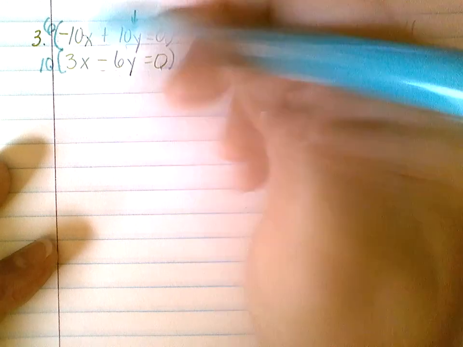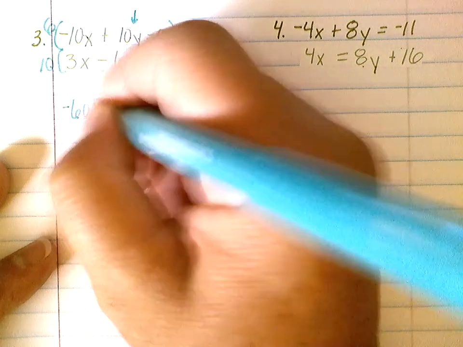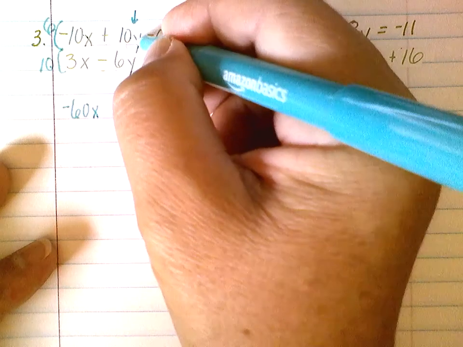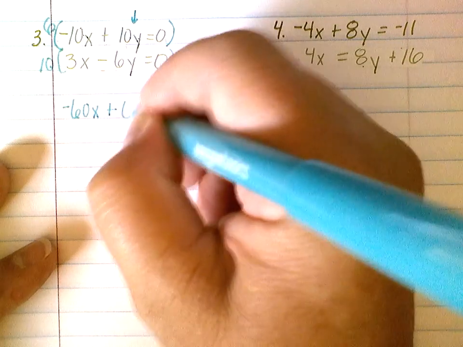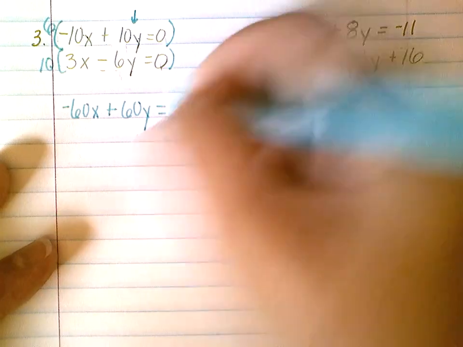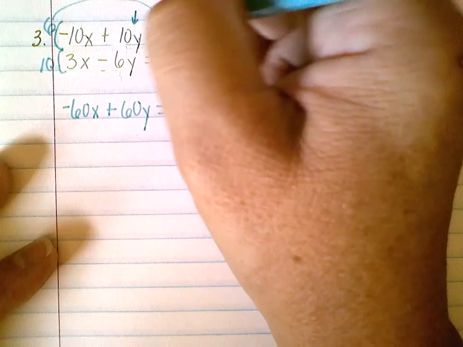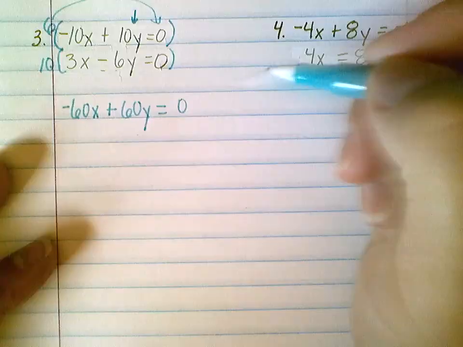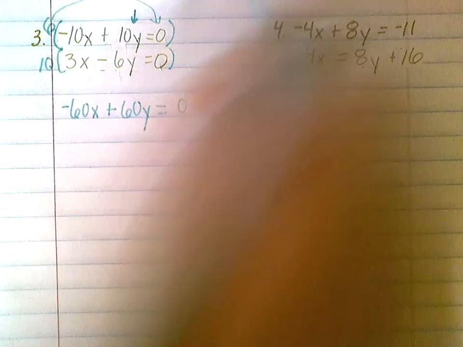So 6 times negative 10x is negative 60x. 6 times 10y is positive 60y. And do not forget, we multiply the whole equation, which doesn't really change it much because we have 0.